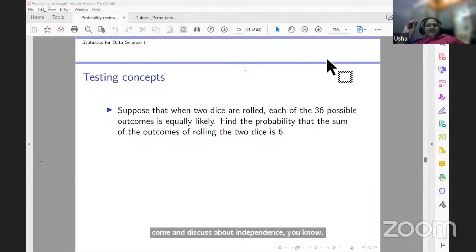Now let's test the concept. Suppose I roll two dice. There are 36 possible outcomes. All of them are equally likely. What is the probability that the sum of outcomes is equal to 6? How many outcomes satisfy this?